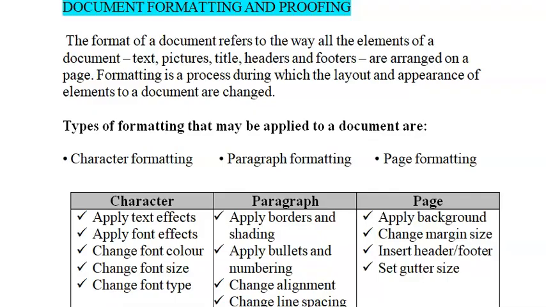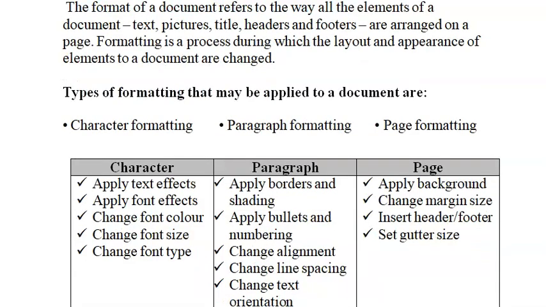Formatting is a process during which the layout and appearance of the elements of the document is changed. This is how we change the appearance of the document in the word processor that we're using, which is Microsoft Word. I don't think I mentioned that. So the word processor that we use is Microsoft Word. Types of formatting that may be applied to a document are: we can format the characters, we can format paragraphs, and we can format the entire page.